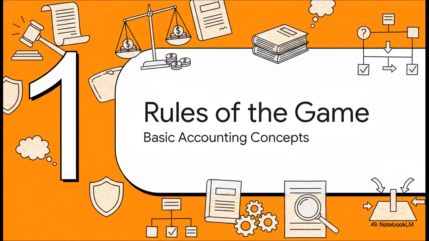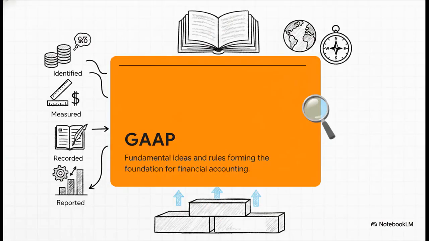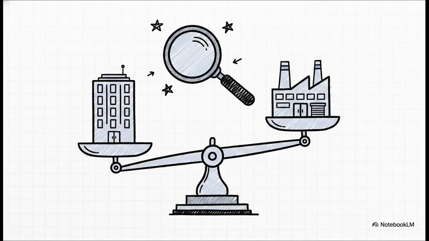All right, Section 1, the rules of the game. So the acronym you are going to hear absolutely everywhere in the financial world is GAAP. That stands for Generally Accepted Accounting Principles. Now, these aren't just minor suggestions. These are the fundamental ideas, the basic assumptions, and the broad working rules that form the entire foundation for the theory and practice of financial accounting. Anytime a business transaction is identified, measured, recorded, summarized, or reported, GAAP is the ultimate guide, dictating exactly how it should be done.